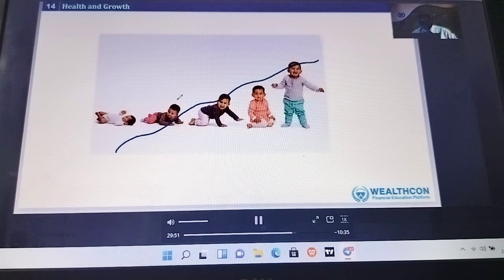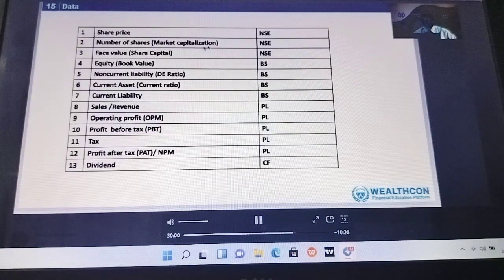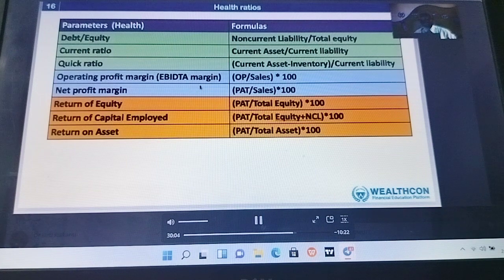We need to find out the companies which are growing and at least mature. We don't want to invest in the declining. So what are the health related information? First you have to collect this information, and then find out what the health ratios are. So these are the health ratios: debt equity, current ratio, quick ratio. This you will find on the balance sheet.